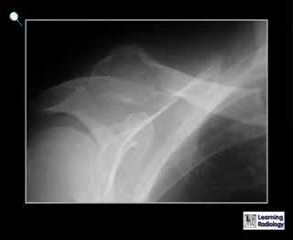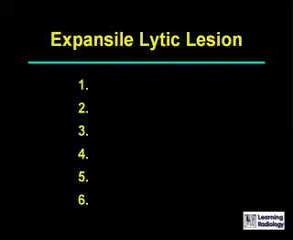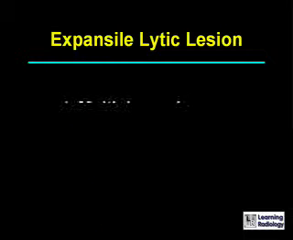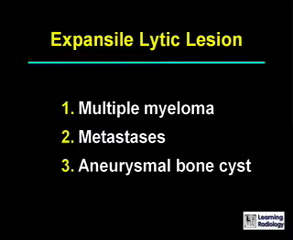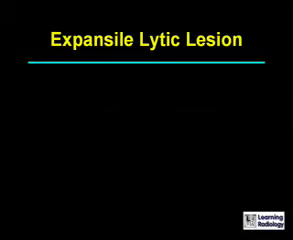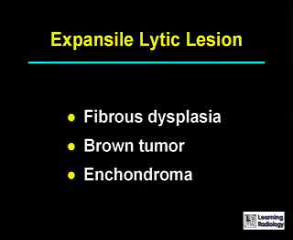Here's the next differential diagnosis. Pause the player. The differential is for an expansile lytic lesion of bone. There are 6 major causes. Pause the player. The 6 major causes of an expansile lytic lesion in bone include multiple myeloma, metastases, aneurysmal bone cysts, fibrous dysplasia, brown tumors, and enchondroma.